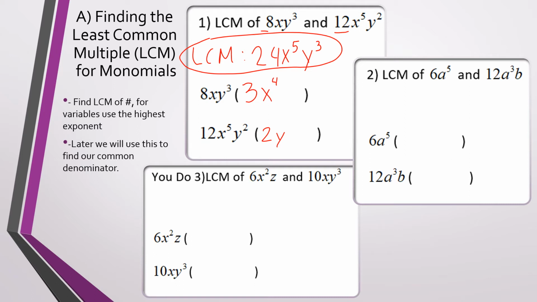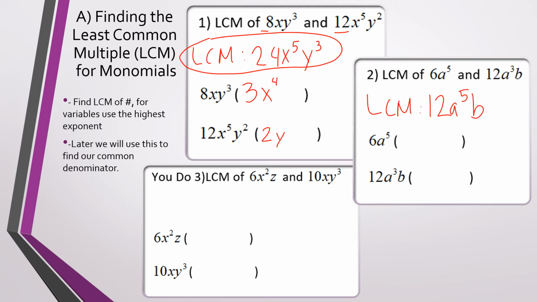Okay, for the next one, you're looking at 6 and 12. My LCM here, 12 is a multiple of 6. Remember when I said it's going to be your highest number or bigger than that? So my LCM here would be 12, and then my a's, my highest exponent that I have for a is to the fifth. My highest exponent that I have for b is just b.